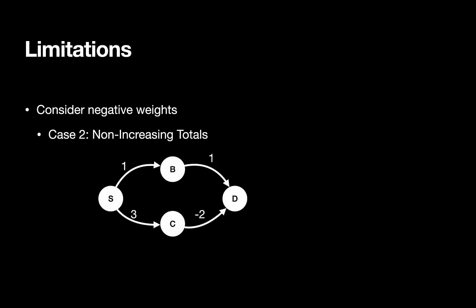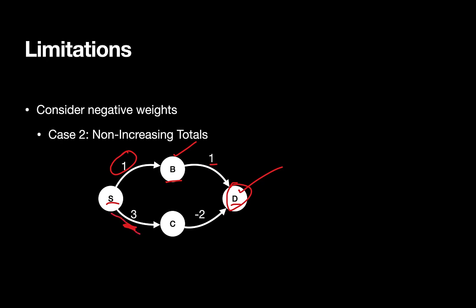So again, we'll consider negative weights. If we have non-increasing totals, it's also a potential problem. So this graph doesn't have any loops, but it does have two ways we can get to node D from our start node S. So Dijkstra's algorithm would start by taking the outgoing edge with the lowest cost, which would take us to B. We would process all of the outgoing edges from B, and then our total cost going out of B to D would be 2, versus the other path to C would have a total cost of 3. So next we would expand node D, and we would check it off as being completed.